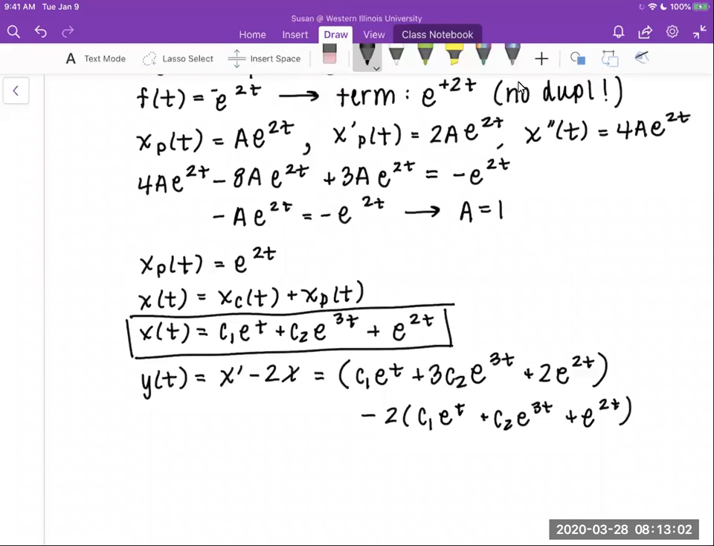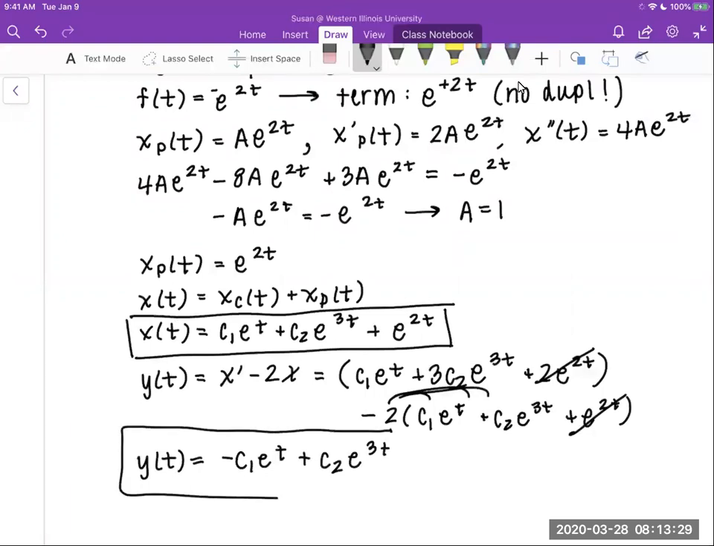And then let me just cancel where I can or simplify. Looks like I have a positive 2 e to the 2t and a negative, if I distribute this 2 everywhere. And then I can just combine the remaining terms. So it looks like my y of t is going to be a negative C1 e to the t, and then a 3 minus 2, so a positive C2 e to the 3t. And so here is our y of t function, and again, together x of t and y of t form a solution for this system of DEs.